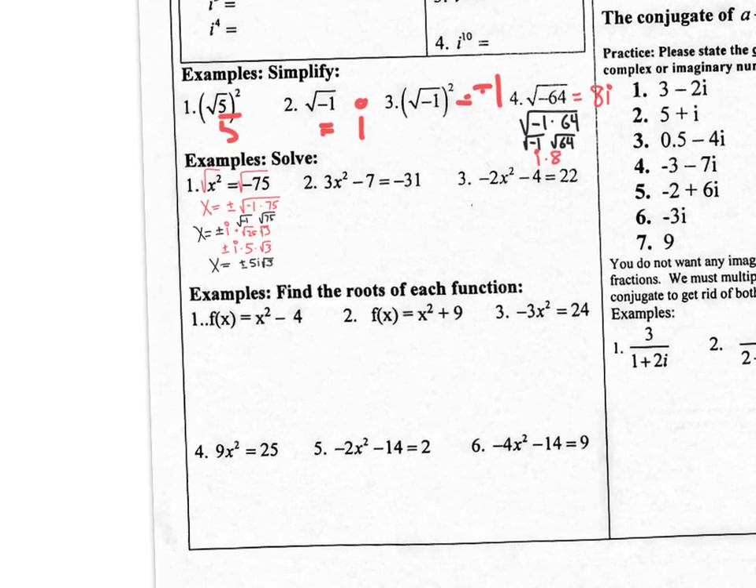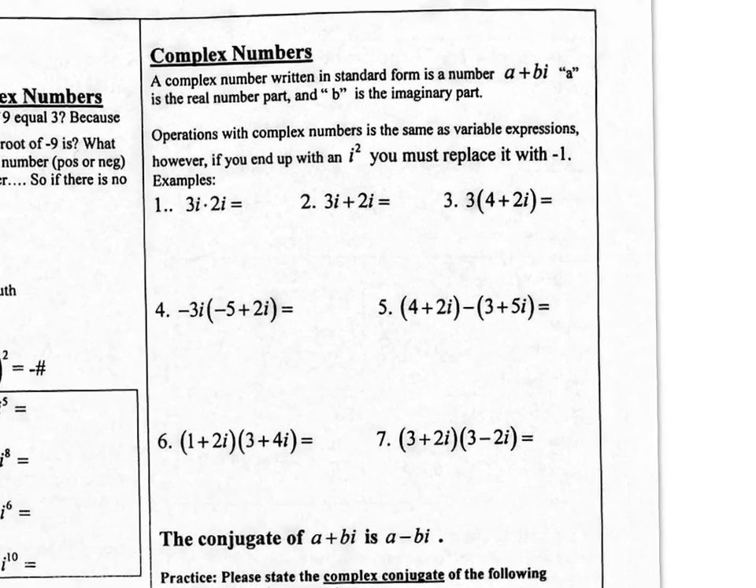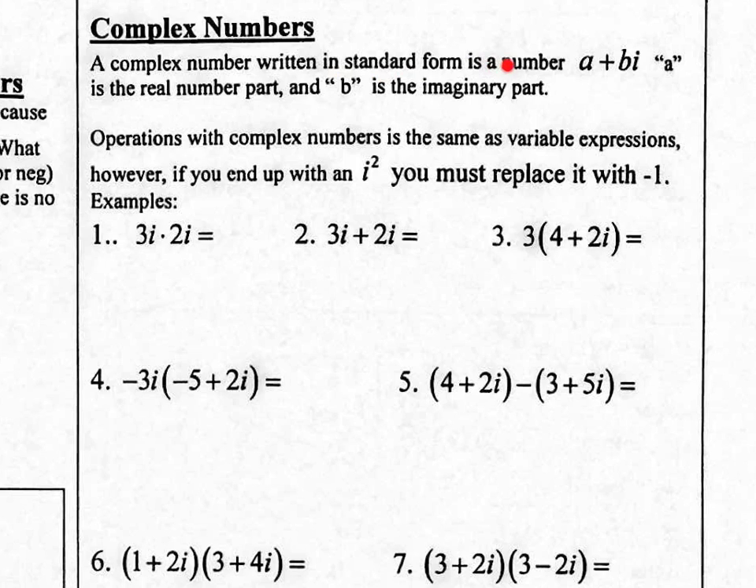So for the sake of time, let's skip over to complex numbers. A complex number written in standard form is a number a plus bi. The a part is the real number. The bi is the imaginary part. So let me repeat that. A complex number has 2 parts. It has the real part that's always first and the imaginary part that's always second. It's written as a binomial.